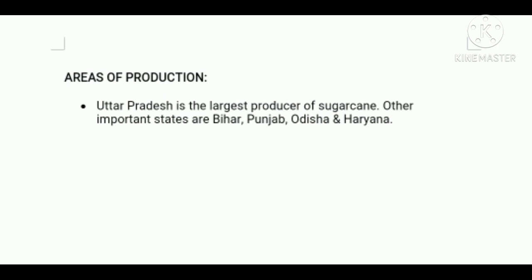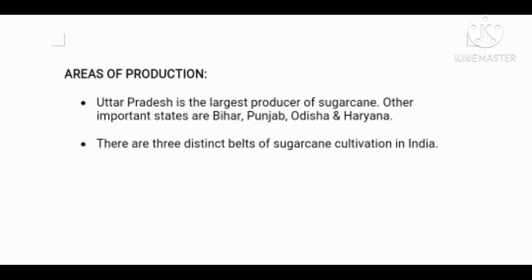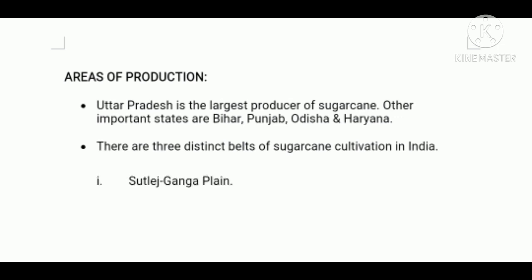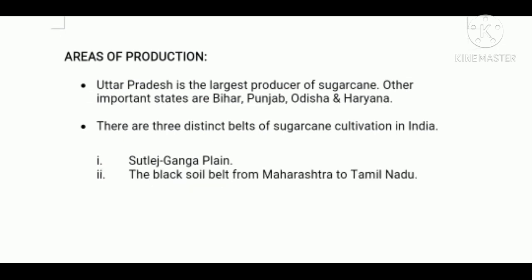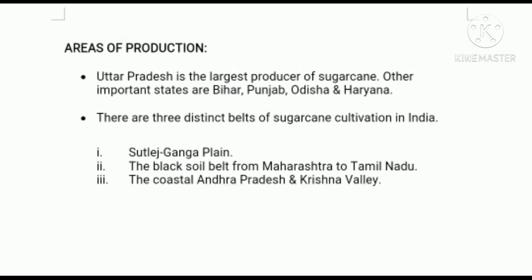Maharashtra and the southern states of Tamil Nadu, Karnataka, and Andhra Pradesh are increasingly important for the production of sugarcane because of their ideal geographical conditions. There are three distinct belts of sugarcane cultivation in India. Firstly, the Satluj Ganga plain. Secondly, the black soil belt from Maharashtra to Tamil Nadu. Thirdly, the coastal Andhra Pradesh and the Krishna Valley.